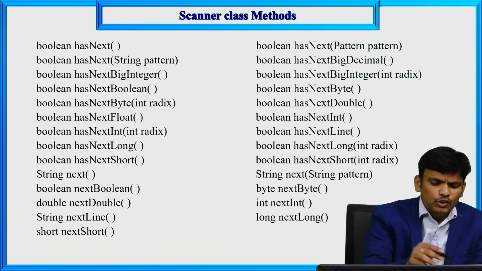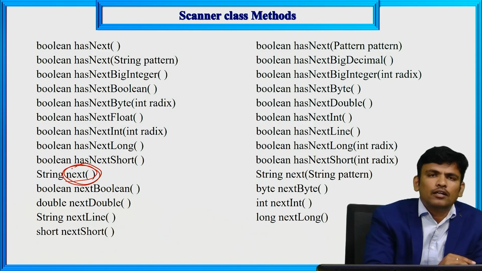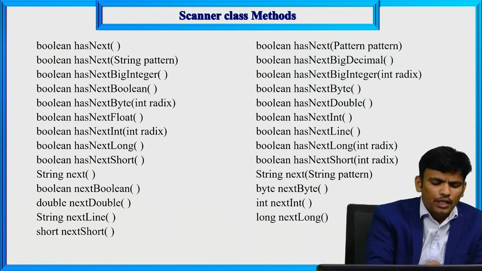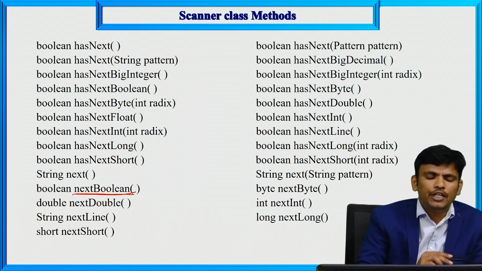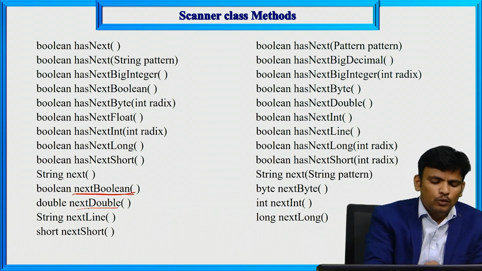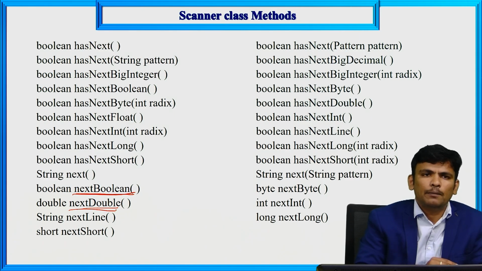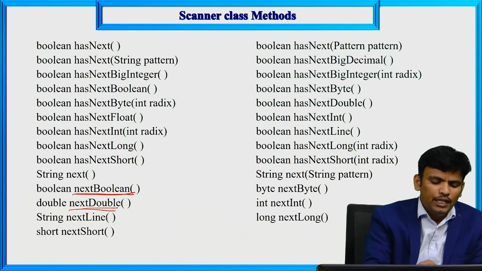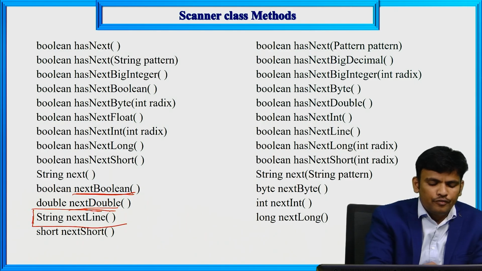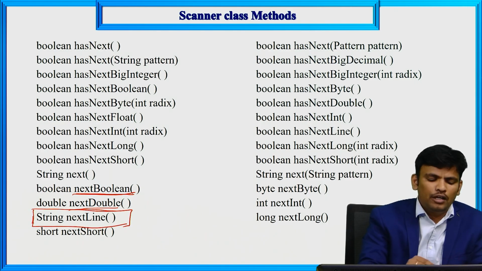Now, apart from this, we can see here, if you want to read string type of data, we need to use the method called next. If you want to read Boolean kind of data, we need to use the method called nextBoolean. If you want to read double type of data, we need to use the nextDouble method. If you want to read a line of a string, we need to use nextLine.